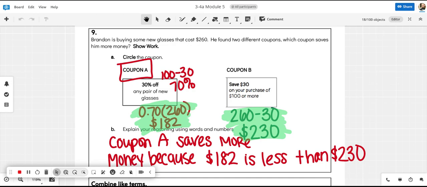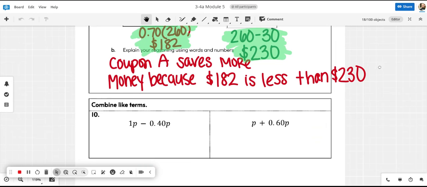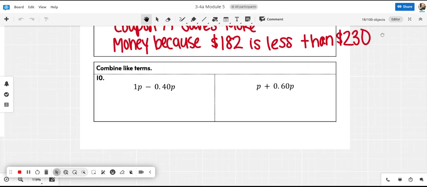All right. The last part here, just combining some like terms. The first one, 1p minus 0.4p. Well, we have like terms. They both have the variable p, so we're just subtracting 1 minus 0.4. So 0.6p. And then the second one, we're adding. Notice how we don't have a coefficient with that first term, so I'm going to put my invisible 1. Thinking about 1 plus 0.6: 1.6p.